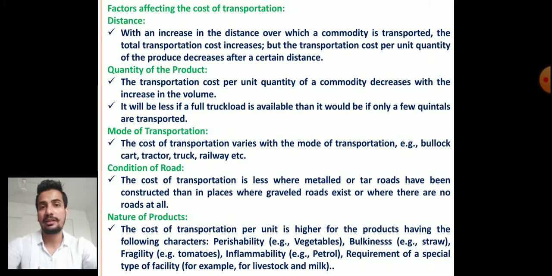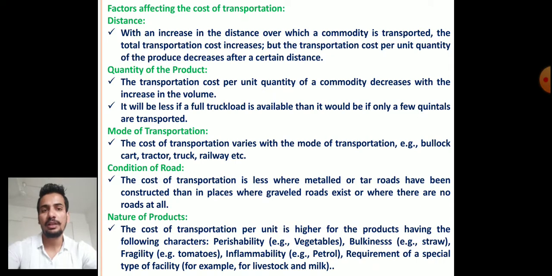First one is distance. With an increase in distance over which a commodity is transported, the total transportation cost will increase. As the distance increases, automatically the total transportation cost will increase, but the transportation cost per unit quantity of that produce will decrease after a certain distance. So this is the first factor.